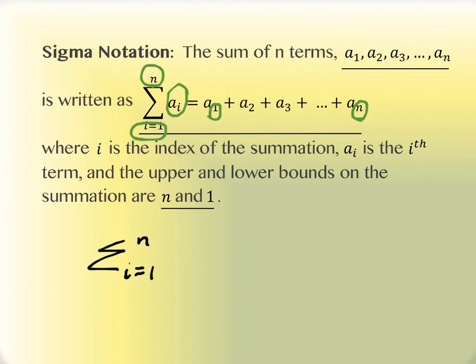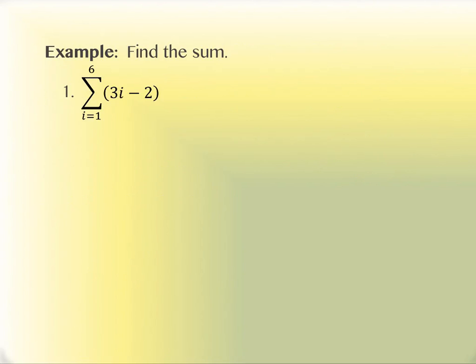Okay, so we're going to do an example. The example shows I starting at 1, ending at 6, and 3i minus 2 is the a sub I term. It's just an equation. That's all it is. What this tells you is that we're going to add up all the terms that start out with I equal to 1 and end with I equal to 6.